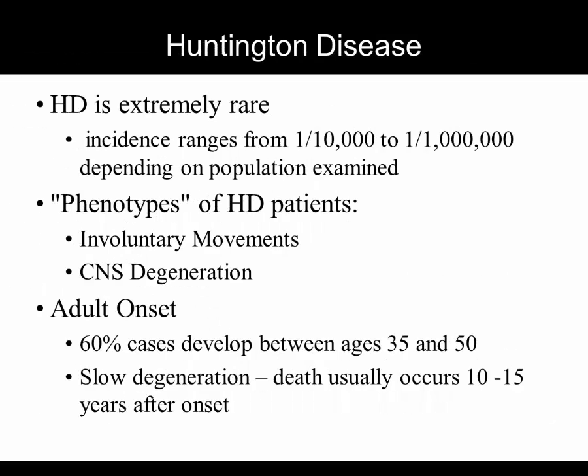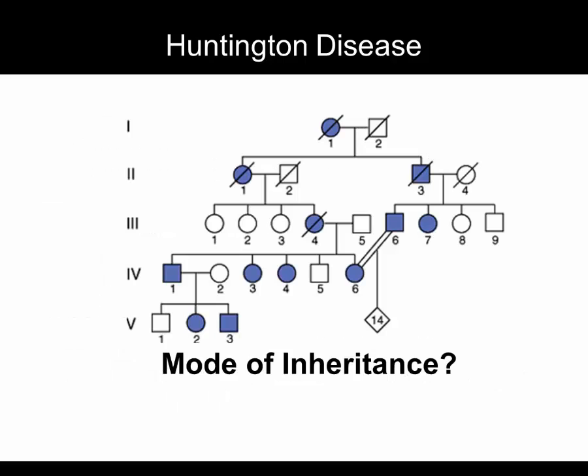Now let's look at another condition called Huntington disease. It is very rare, ranging in incidence from 1 in 10,000 to 1 in 1 million individuals, depending on the population. It is a severe neurological condition that doesn't show up until adulthood, typically between the ages of 35 and 50. It leads to death typically 10 to 15 years after onset. Here's a pedigree for Huntington disease.